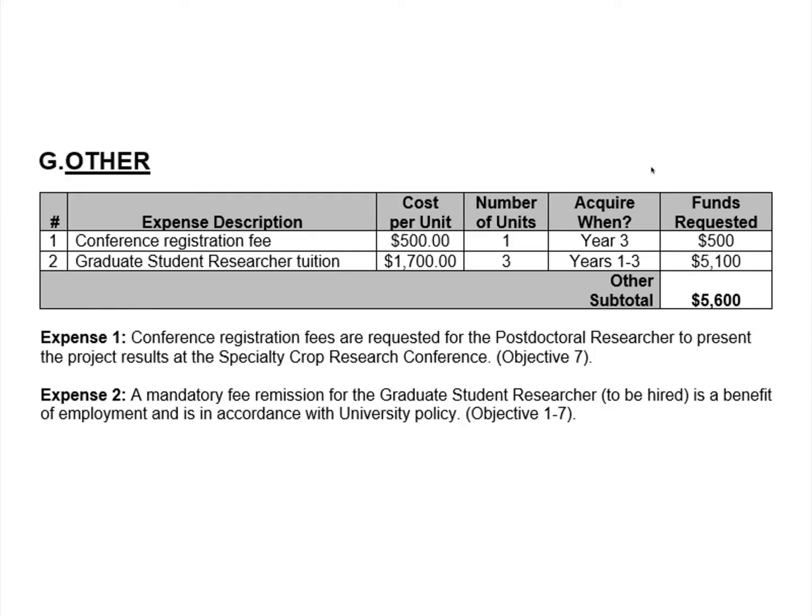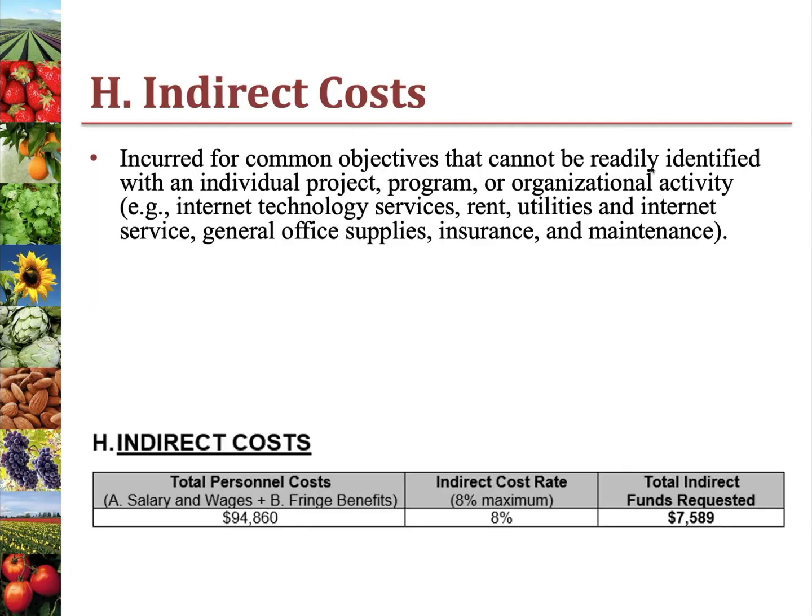In the example, there are two expenses. As with the other categories in the budget narrative, multiply the cost per unit times the number of units needed to determine the amount of funds requested. The justification explains why the costs are needed and how they relate to the project objectives.